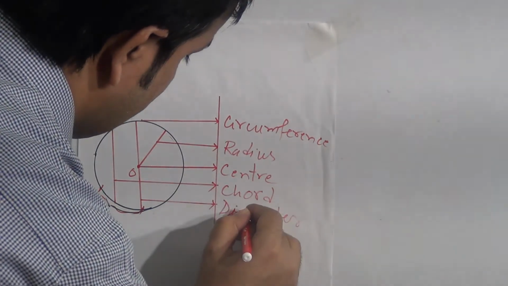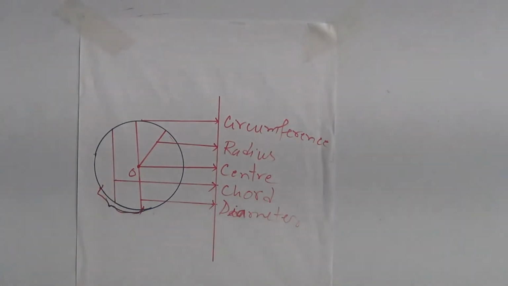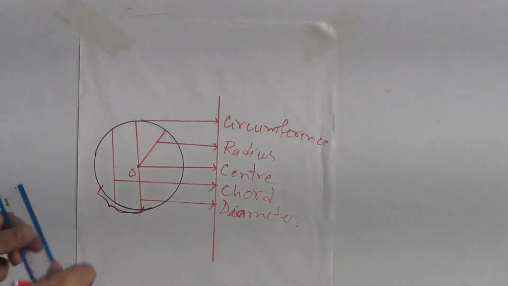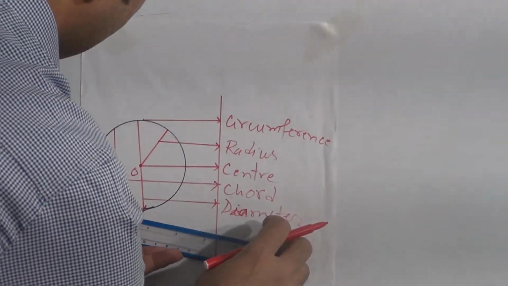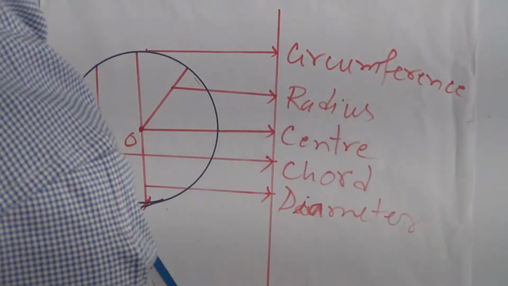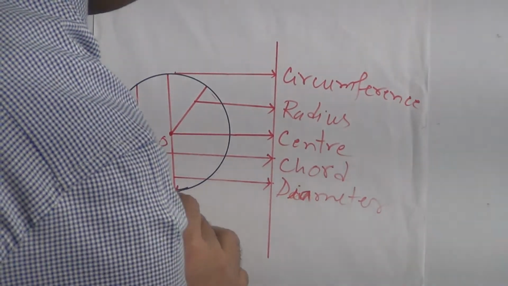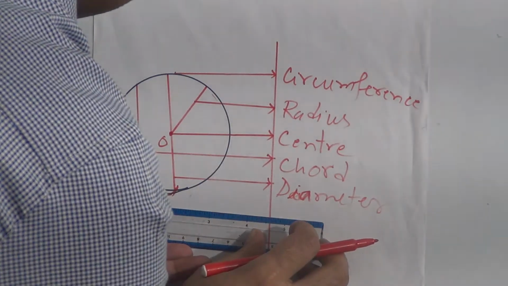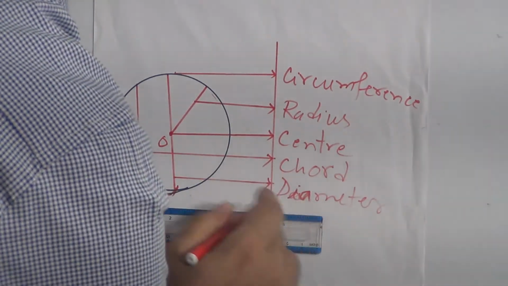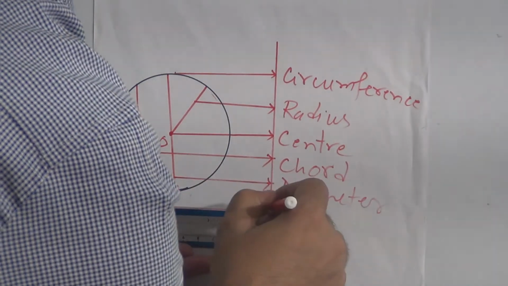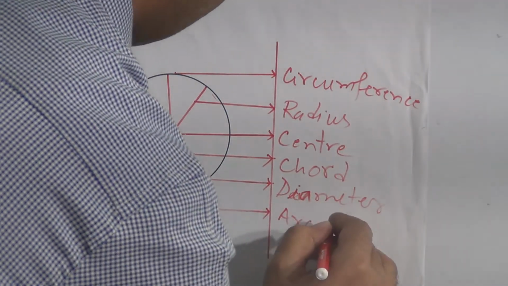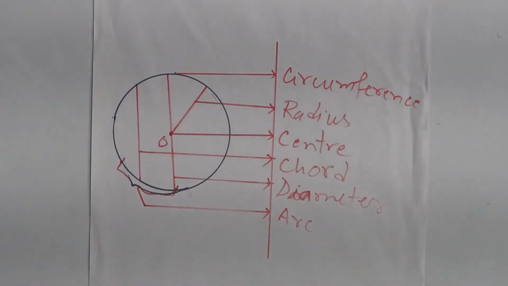This is diameter. Okay, dear students, now see, if I take a part of the curved line, that is known as arc. Dear students, these are the parts of a circle.